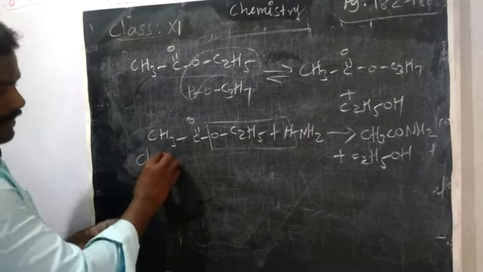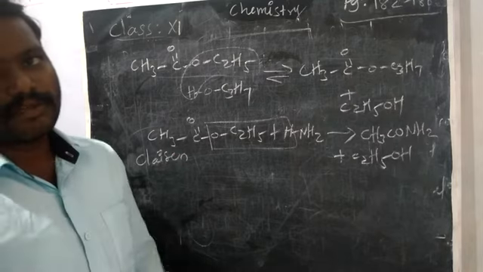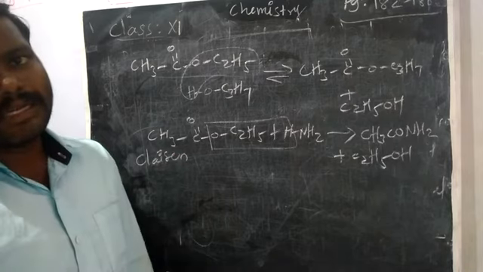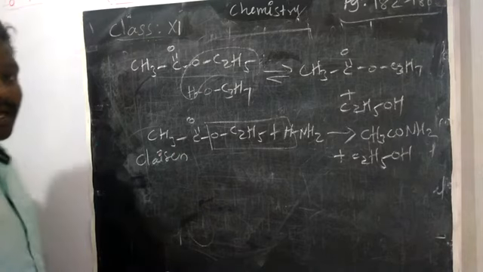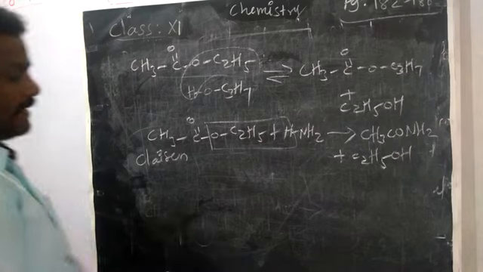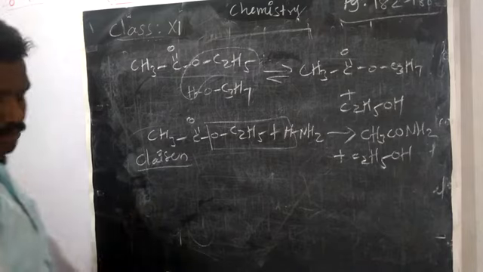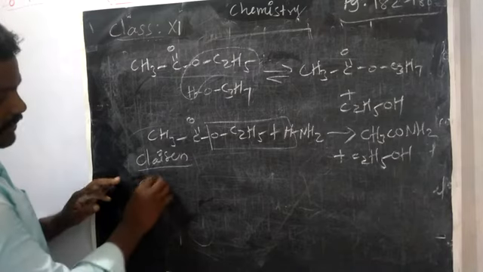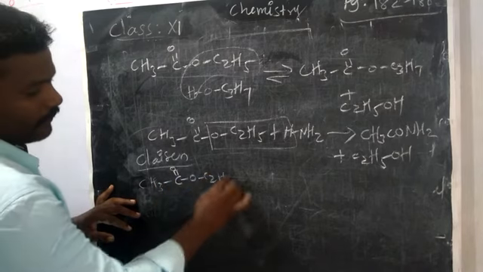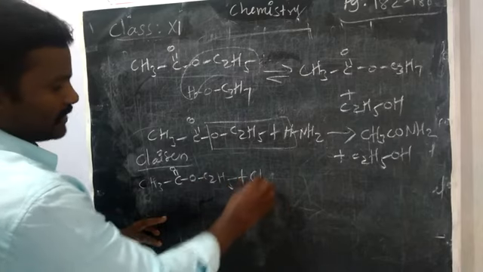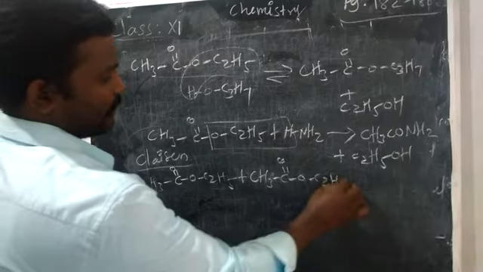Already we may know the Claisen-Schmidt condensation reaction, that is between one aromatic aldehyde and aliphatic aldehyde or ketone. Here we are going to take condensation between two esters. So Claisen condensation reaction is very important. So we will take 2 moles of ethyl acetate, CH3C=OOC2H5, reacted with another 1 mole of same CH3C=OOC2H5.